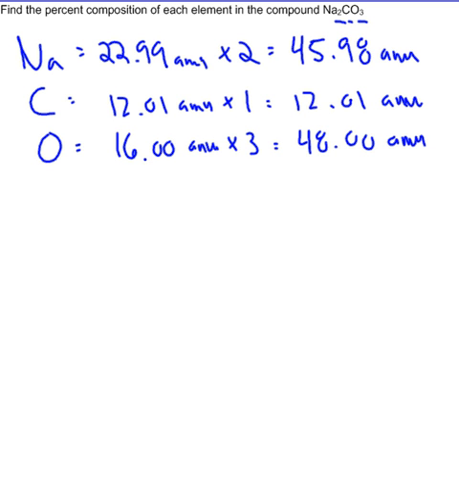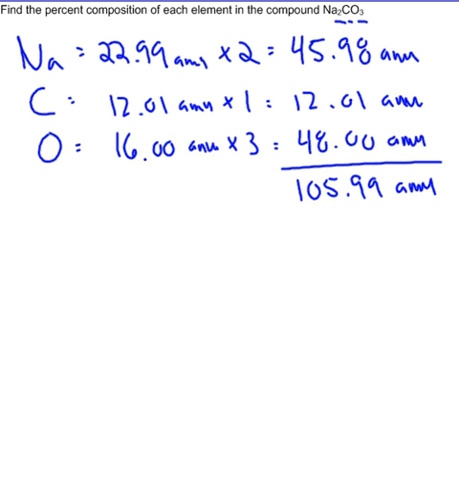To figure out what's going to be on the bottom of our fraction, we need to know the total mass of the entire compound. So if we add those all up, we find we get 105.99 AMU, which would be the mass of Na2CO3.